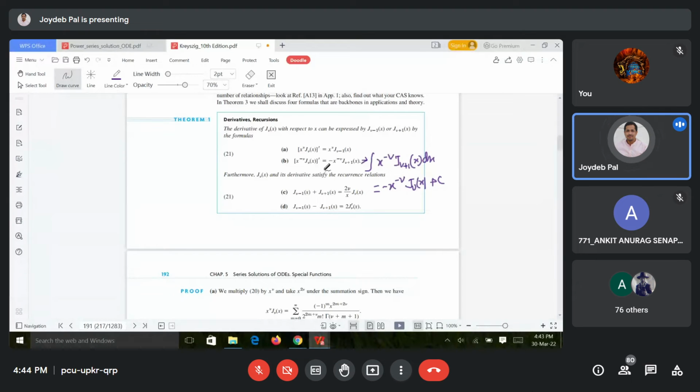Look, I am taking integration both sides to get the formula. So left side will be what? Integration of d/dx of this, that means what? Only f(x). Yes, sir. So that is this one, x to the power minus nu J nu x. And here because of that minus sign, moving that minus sign to the other side. Okay, so in this I am writing the minus sign and it is remaining in the integration form.